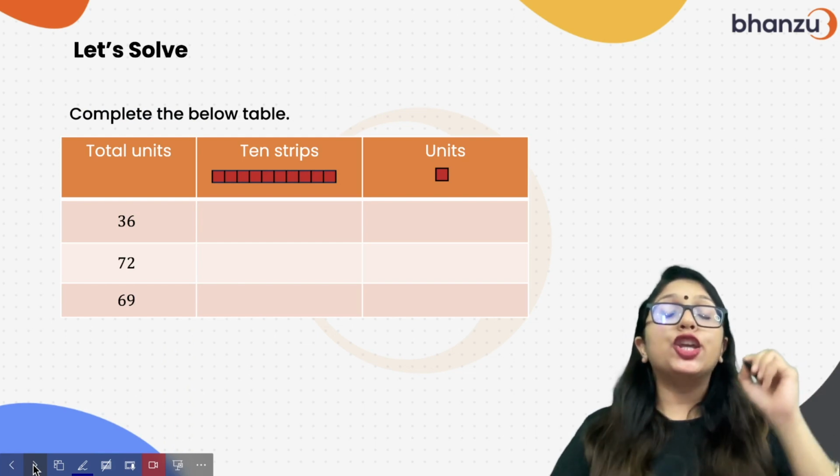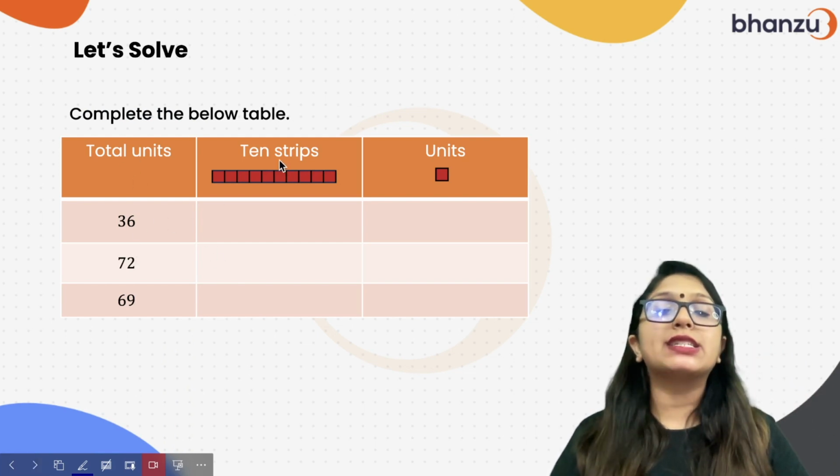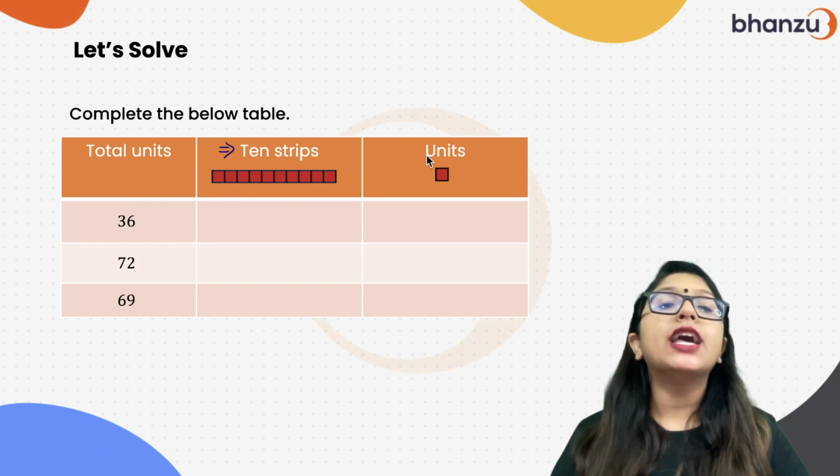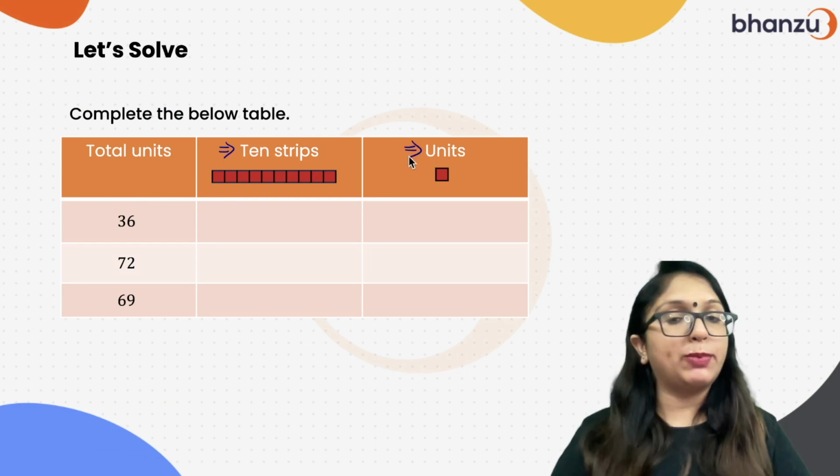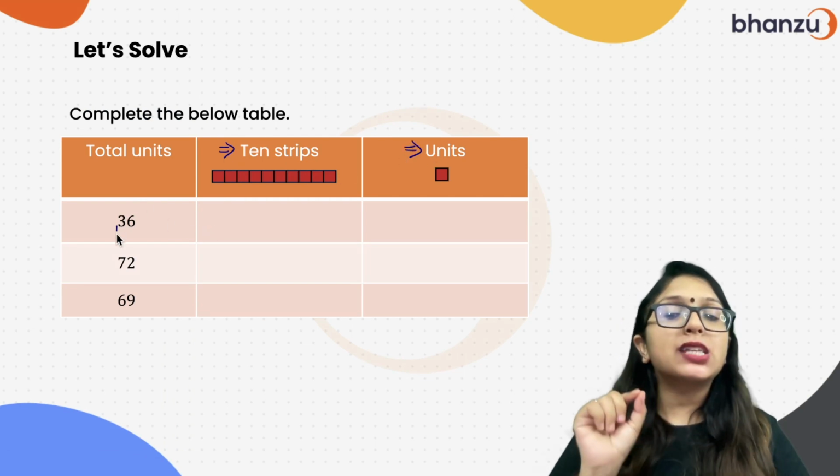And here you can see total units. You can see how many 10 strips will be there. You can see how many units will be there. Now the number is 36.